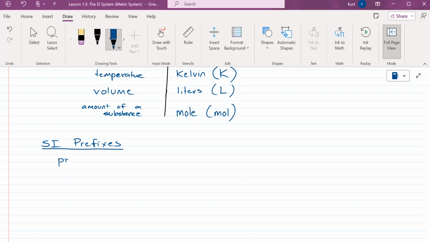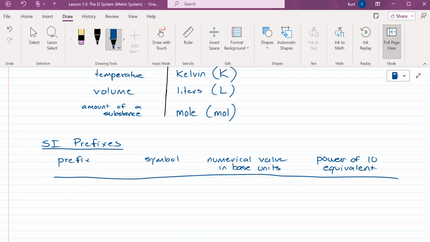So we're going to have a prefix. We're going to have the symbol, which is the abbreviation. We're going to have the numerical value in base units. And then we're going to have the power of 10 equivalent. This is going to be one of the most important charts that you will have all year.